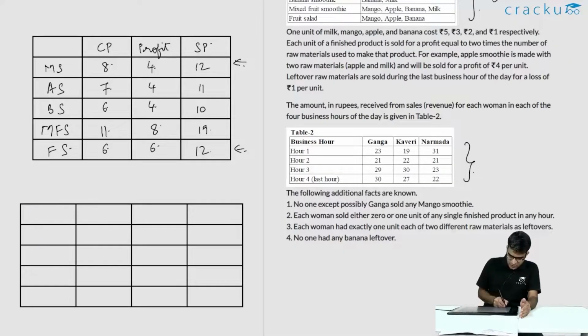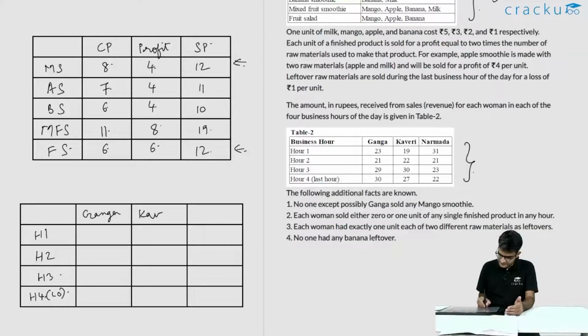This is R1, this is R2, this is R3, and this is the last hour, hour 4, where some finished products are sold along with some leftovers. This is for Ganga, this is for Kaveri, and this is Narmada. The total revenue of the first hour is 23.